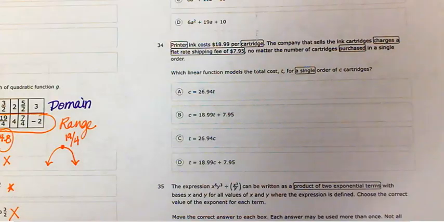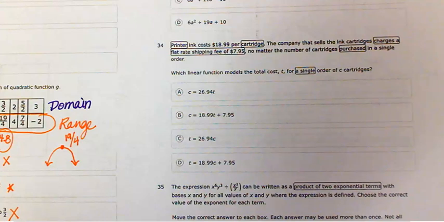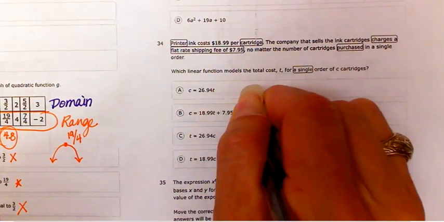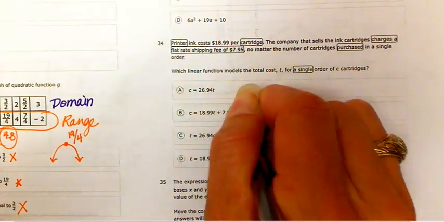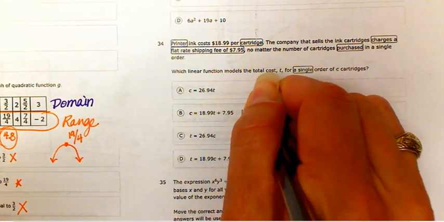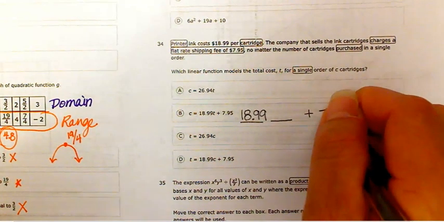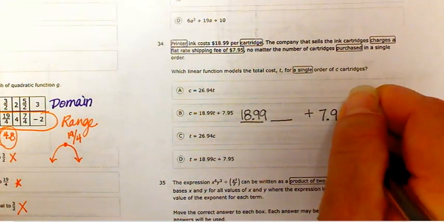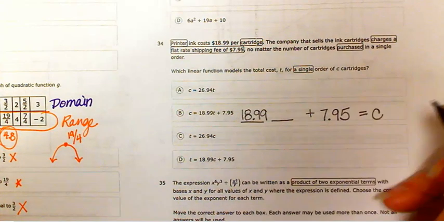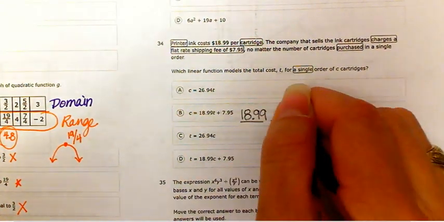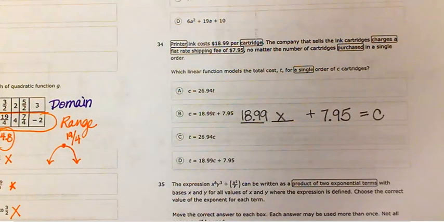All right, 34. Printer ink costs $18.99 per cartridge. The company that sells the ink cartridges charges a flat rate shipping fee of $7.95 no matter how many cartridges are purchased in a single order. So you've got the number of cartridges times $18.99 plus the $7.95 shipping cost. So your total cost is the shipping plus $18.99x.